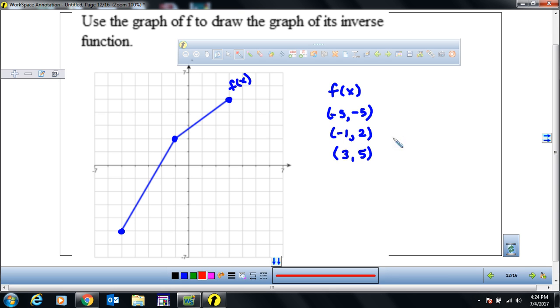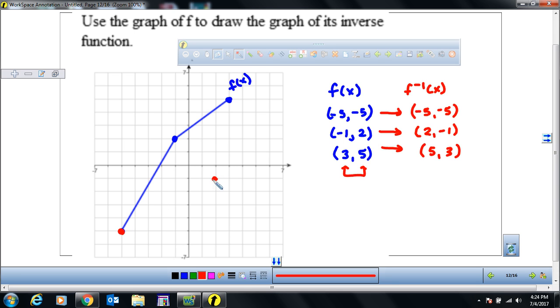So if I want to sketch the graph of its inverse function, all I have to do is interchange the x and the y values for the function f of x to create the graph of its inverse. So (-5, -5) is still going to be (-5, -5). (-1, 2) becomes (2, -1), and (3, 5) becomes (5, 3). So when we sketch this, (-5, -5) is going to stay the same. (2, -1) is going to go right here. And (5, 3) is going to go up here. And this is going to be the graph of the inverse function.